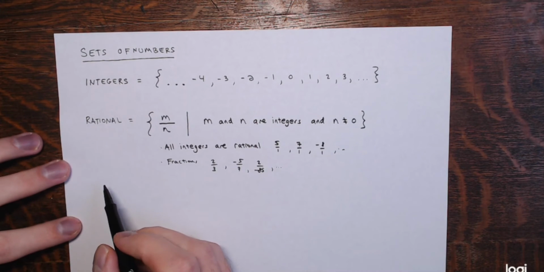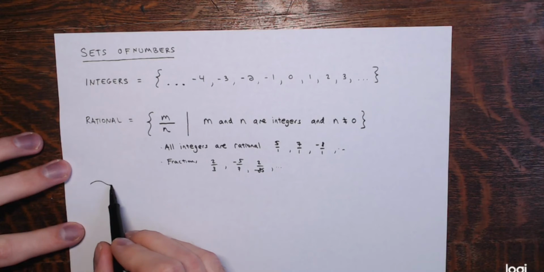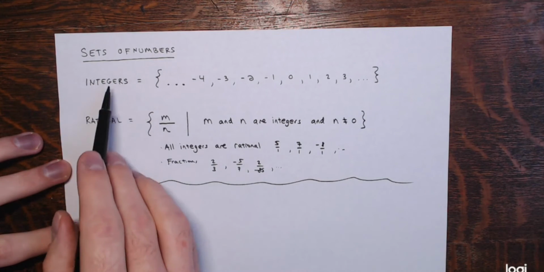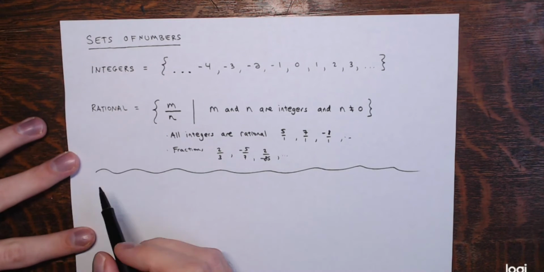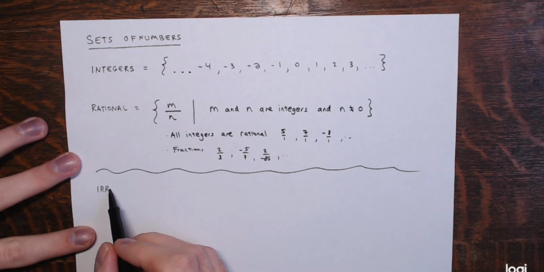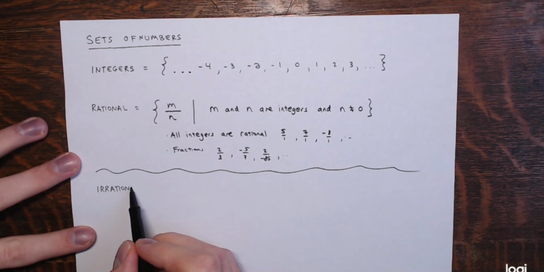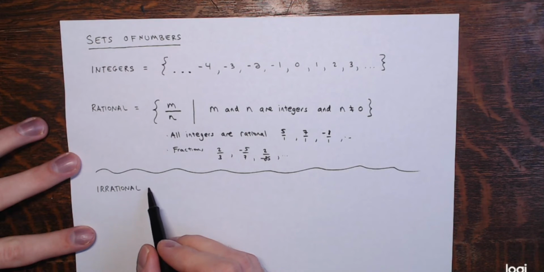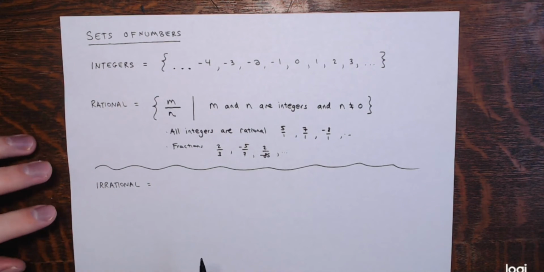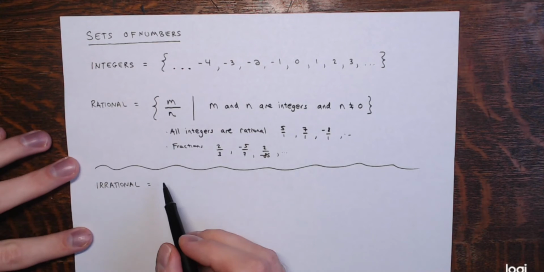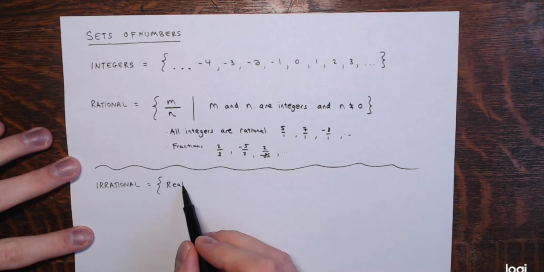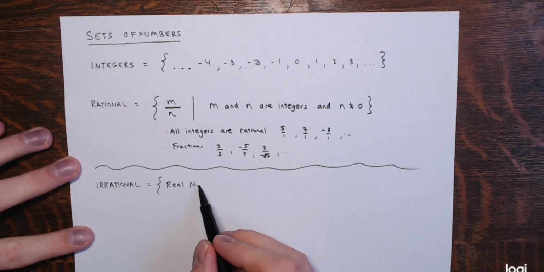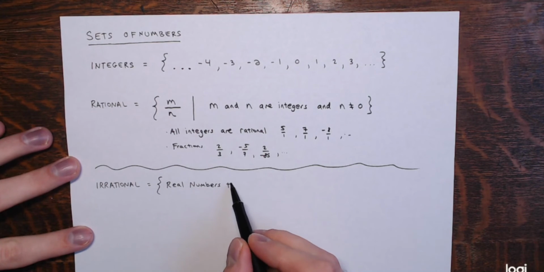All right, then you have a totally separate set. The integers are all rational, and then we have a totally separate set called the irrational numbers. And these are real numbers that are not rational. We'll get to the real numbers in a second. But these are basically just real numbers. I don't know why I put the set brackets there, but a set of real numbers that are not rational.